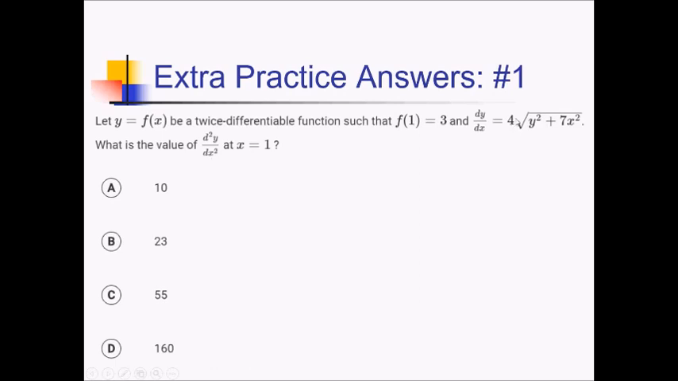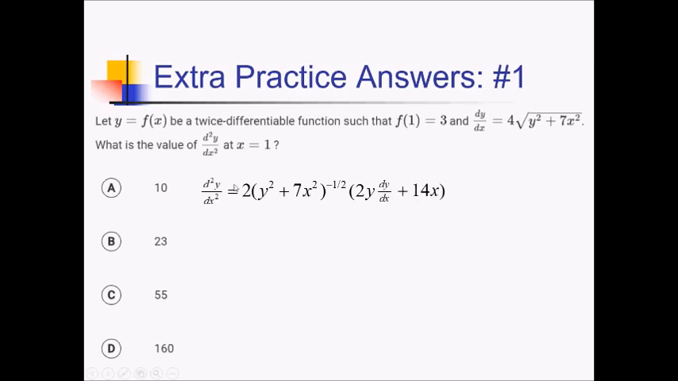So if we think of this as 4 times parentheses y squared plus 7x squared to the 1/2 power, then d squared y over dx squared, the second derivative, using the power rule, if we have 4 times something to the 1/2, that's going to be 2 times something to the negative 1/2, and then we have to multiply by the derivative of the something. Well, we have the derivative of y squared, which we're going to have to implicitly differentiate here because y is a function of x. So this would be 2y dy over dx. And then we'll have to add the derivative of 7x squared. That's going to be 14x.